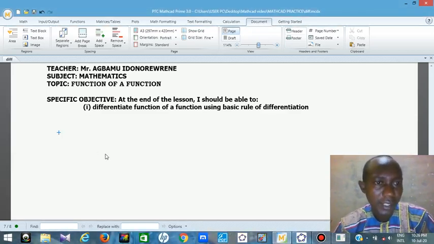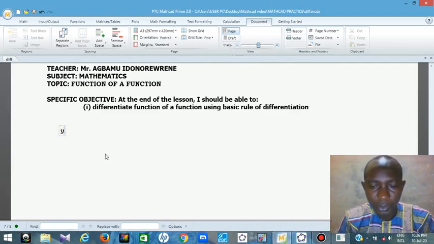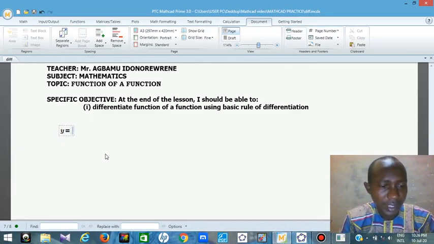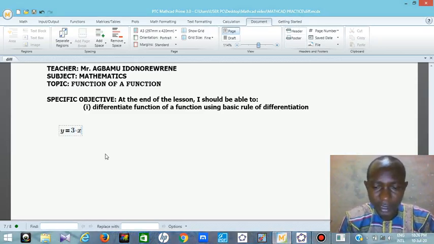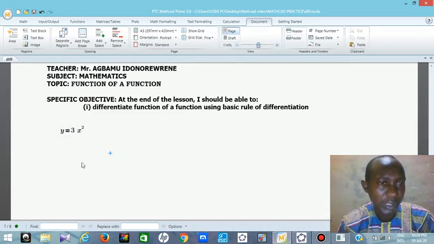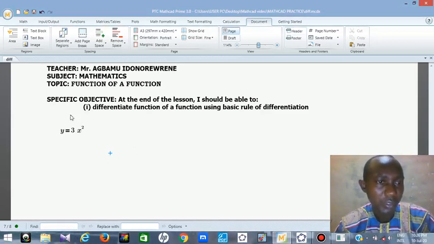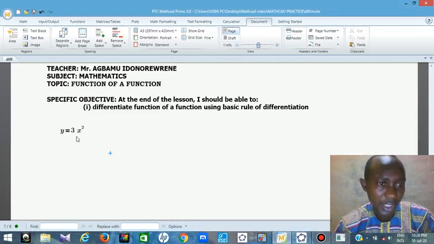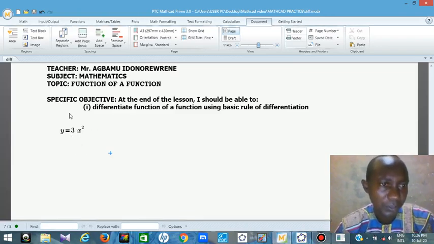If you remember in our last video, this was what I did. Let's say you have 3x raised to power 2. This was the kind of expression we differentiated, which we call polynomial functions. The basic rule says the power 2 is going to multiply the coefficient of x, which is 3. This gives us dy/dx, which is 6x. Then from the power 2, we subtract 1. So our answer is 6x when you differentiate this function.